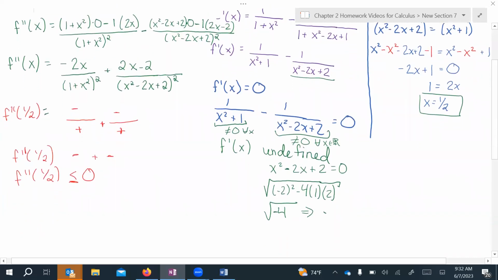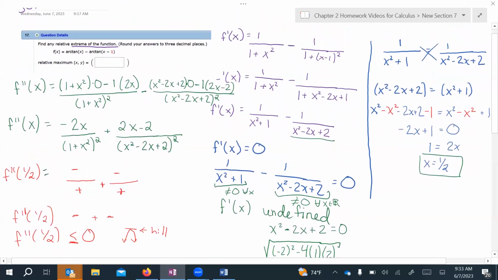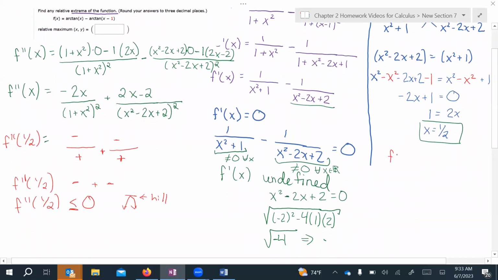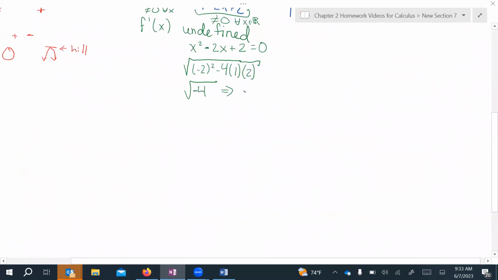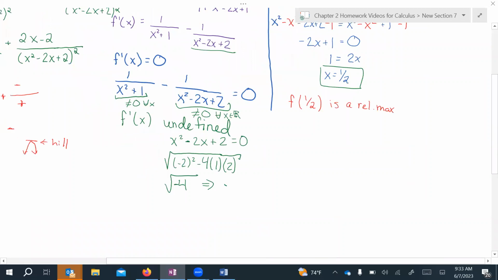So what that tells me then is, if the second derivative is less than 0, I always say that makes a frowny face. It's negative and it's then a frowny face. So it's concave downward. And if it's concave downward, what we see graphically is a hill. And so we can then say that f of 1/2 is a relative max. What is the specific relative maximum value?